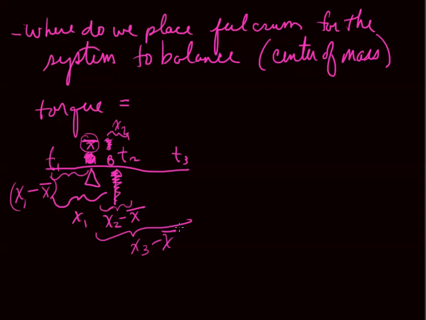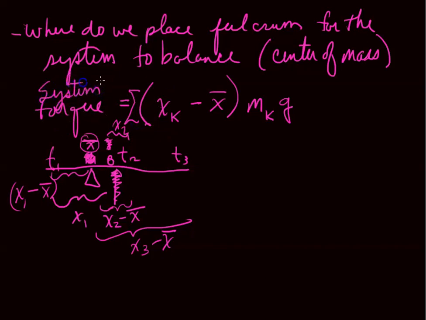Hopefully it does. So we can use all of these together and say that instead of adding those up, you can use x sub k minus x bar times m sub k times that gravity g. Sum those up. And that's the torque of the system. But this formula then gives us a way to get at this x bar, the center of mass.